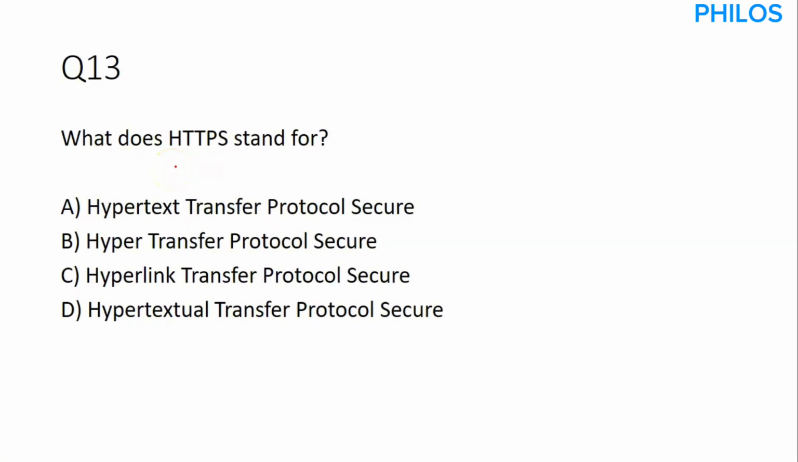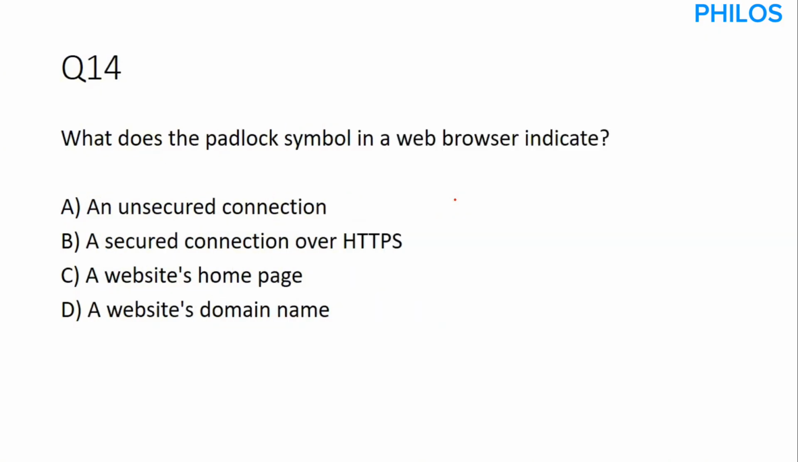Question 13. What does HTTPS stand for? HTTPS stands for Hypertext Transfer Protocol Secure. Okay. The HT is hypertext. And then this T is transfer. P is protocol. And then the S is secure. Okay. So be very careful with this. So the correct answer is option A. Hypertext Transfer Protocol Secure. So let's proceed to the next question.